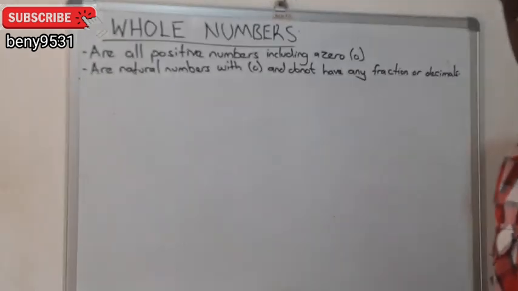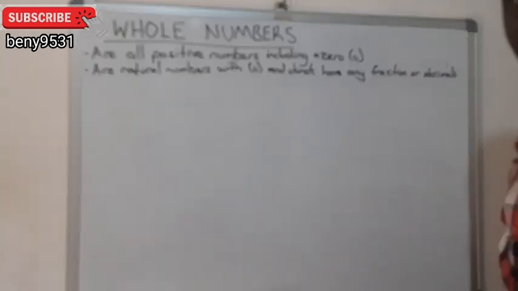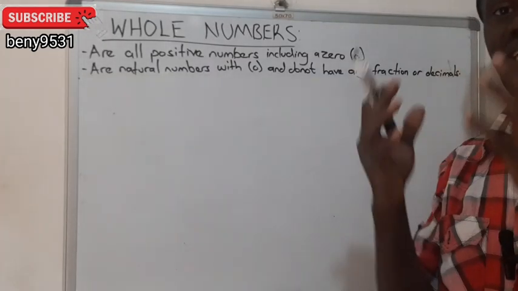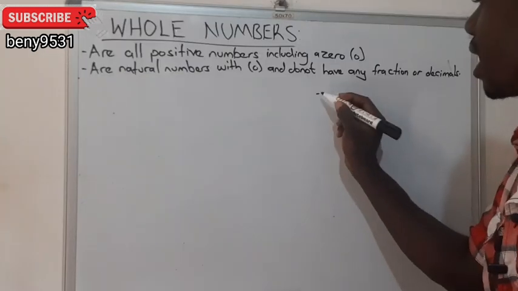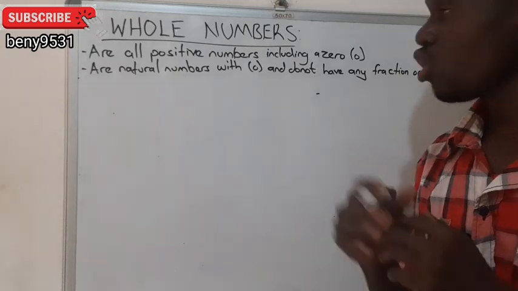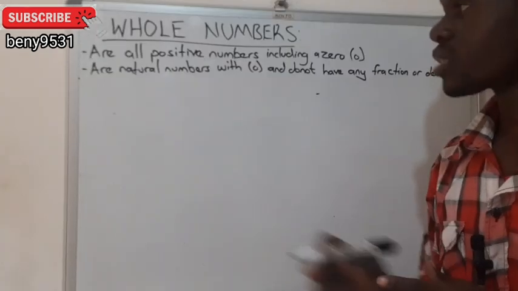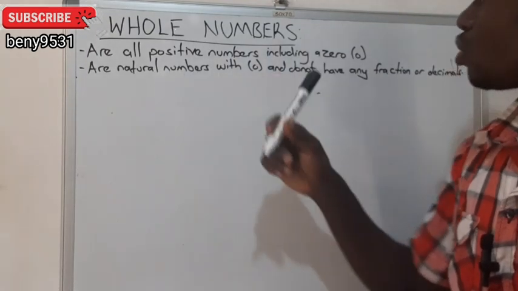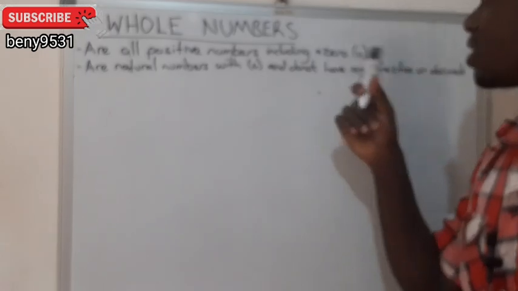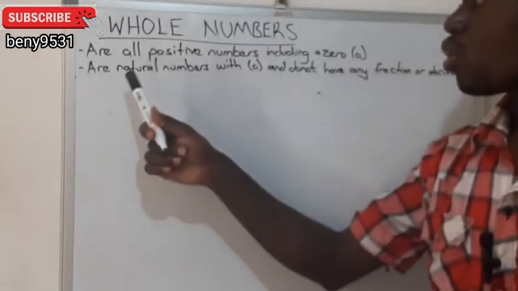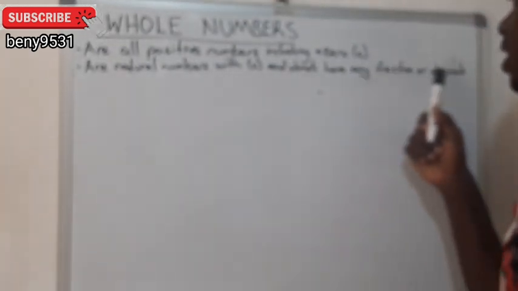What are whole numbers? Whole numbers are all positive numbers including a zero. Once again, whole numbers refers to all positive numbers. With positive I mean they don't have a negative sign in them. So all positive numbers, including a zero, are whole numbers. Remember, natural numbers don't have a zero in them, but whole numbers start from a zero when you are counting. So whole numbers can be all natural numbers with a zero and do not have any fraction or decimal points.